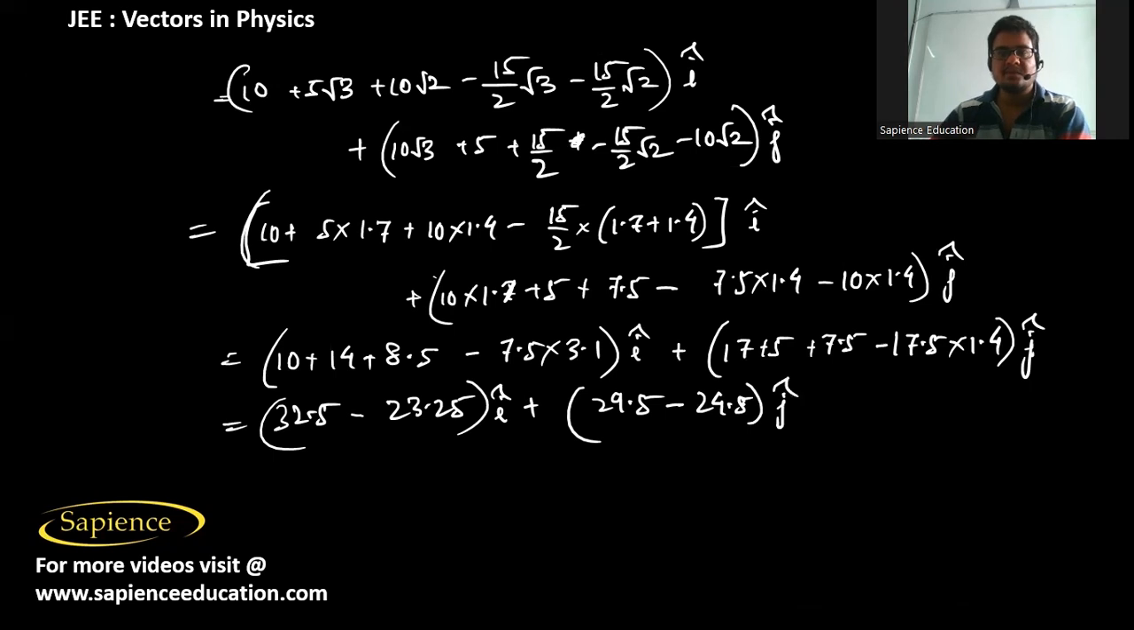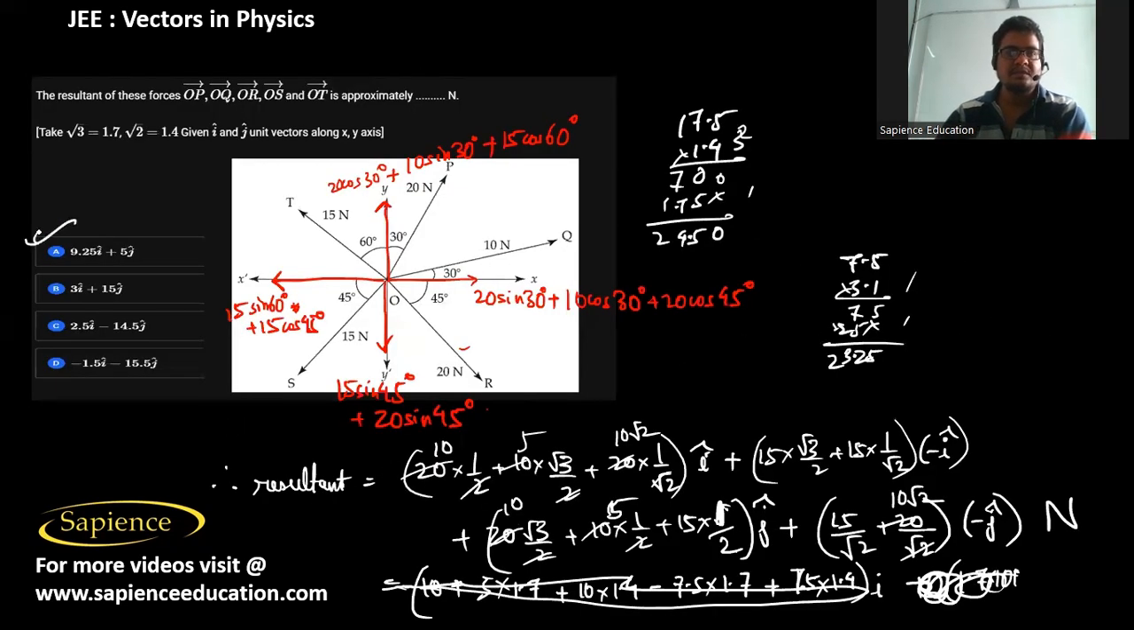24.5 j cap. So this will be equal to 9.25 I cap, plus this will be 5 j cap. 9.25 I cap plus 5 j cap. So option A is the correct answer.